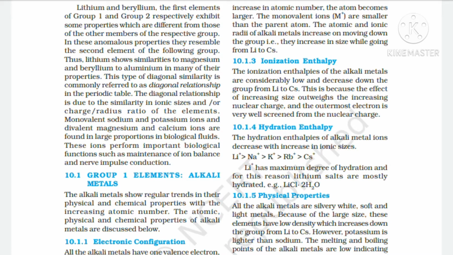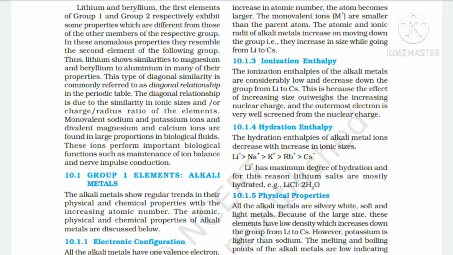Monovalent sodium and potassium ions and divalent magnesium and calcium ions are found in large proportions in biological fluids. These ions perform important biological functions such as maintaining ion balance and nerve impulse conduction. Now the group 1 elements, the alkali metals. Alkali metals show regular trends in their physical and chemical properties with increasing atomic number. The atomic, physical and chemical properties of alkali metals are discussed below.